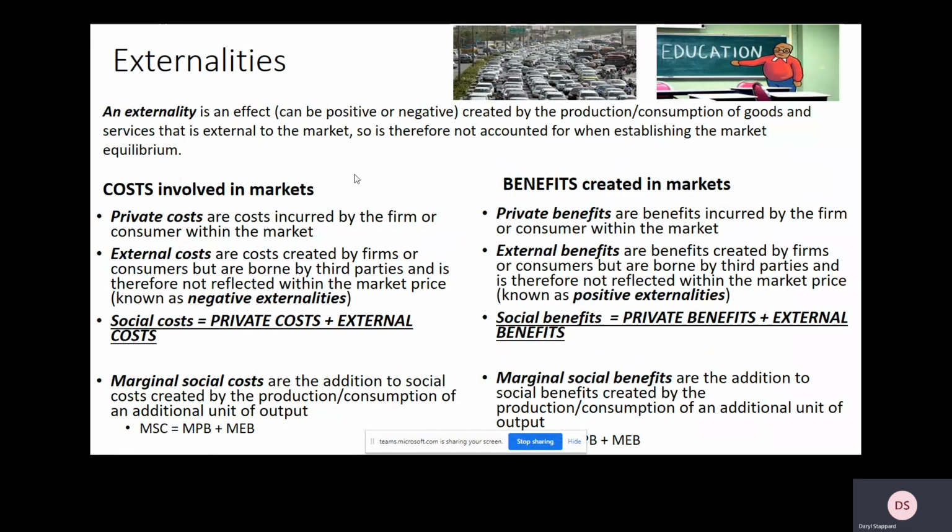Another example could be when you consume education. When you gain your A-levels, for example, that means that you become more employable in the future. It will hopefully mean that you earn more money. Well, that's good for you, but it will also create benefits for people outside of that marketplace. A good example could be that your future employer will benefit from your skills, your education. So it's creating a good impact on people outside of that particular marketplace.